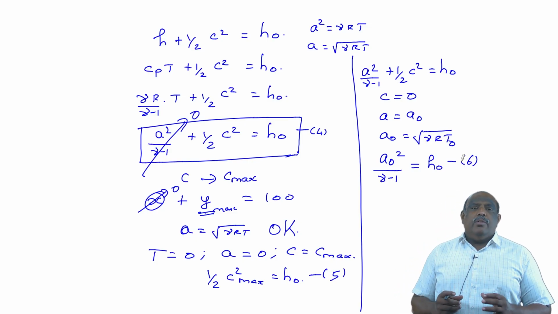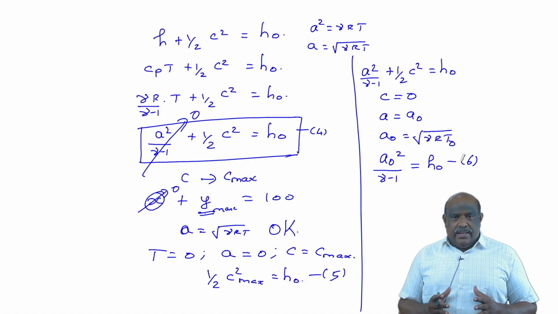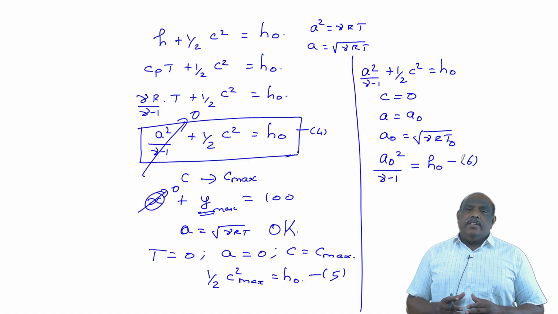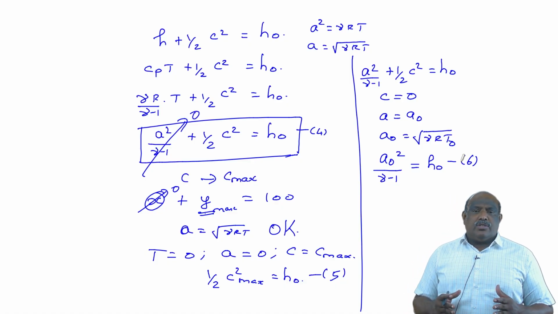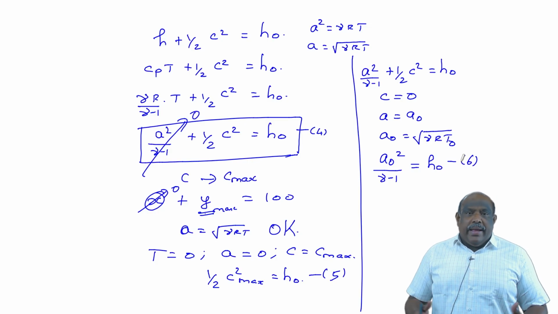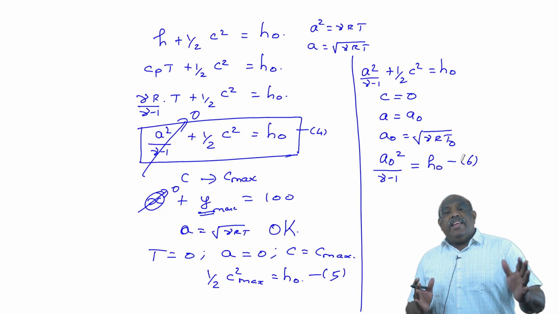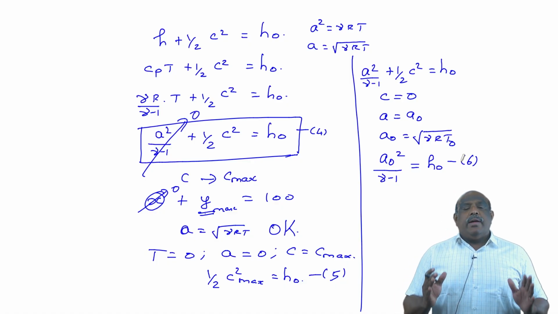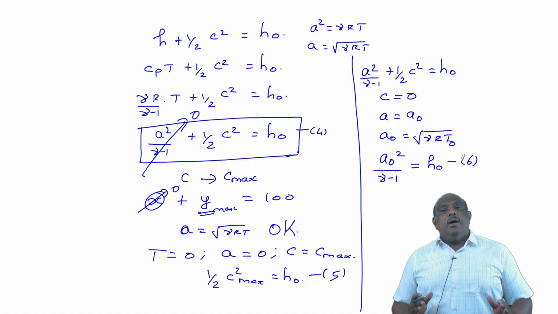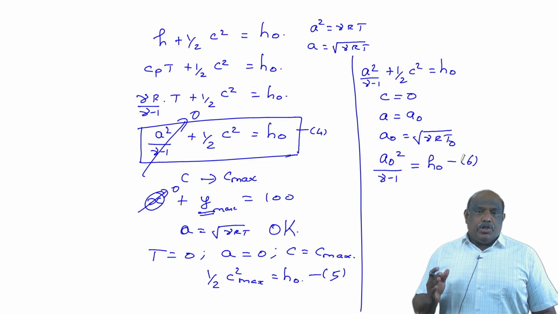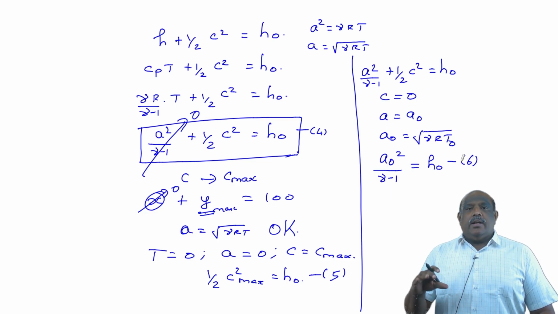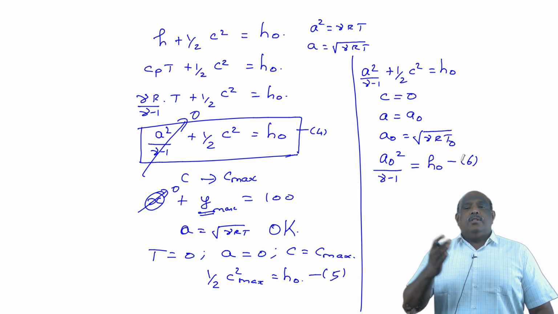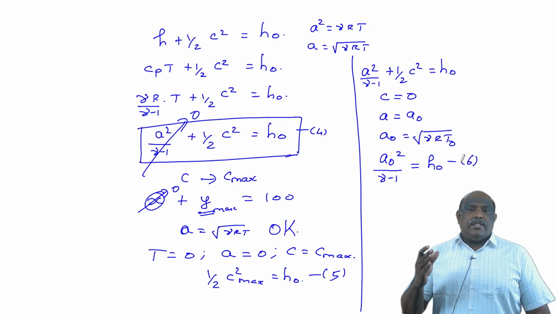So now what we are trying to do is that we have an equation called stagnation enthalpy, H naught equal to H plus half C squared. We are trying to make this equation to be visualized from various approaches or various forms. What are those? A squared by gamma minus 1 plus half C squared equal to H naught. Now out of this equation, I want to make the first term to be 0. So the second term becomes half C squared max equal to H naught.